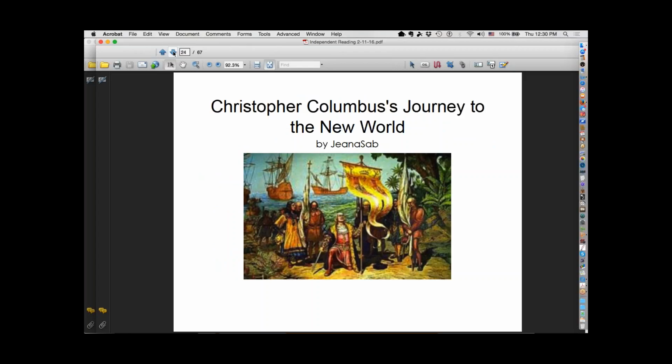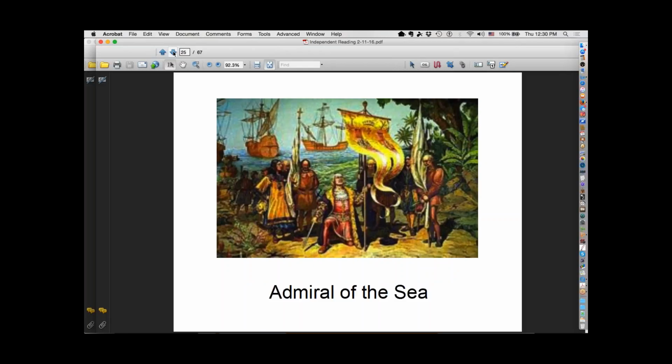So I had a student who was working on an activity where he's deciding if Columbus was a hero or a villain. So we got lots of texts, and he read lots of different texts about that in the process of making that determination. Here's an example, Admiral of the Sea.